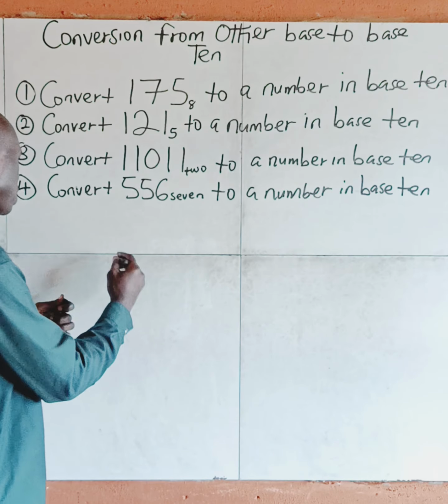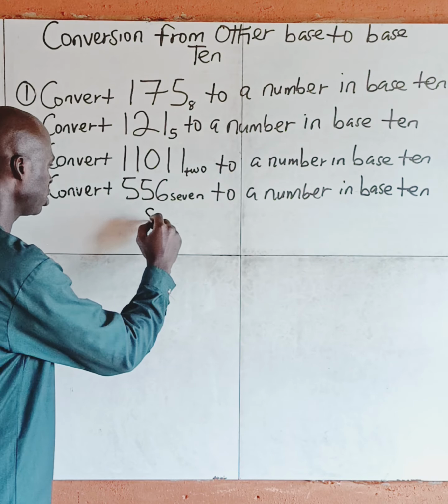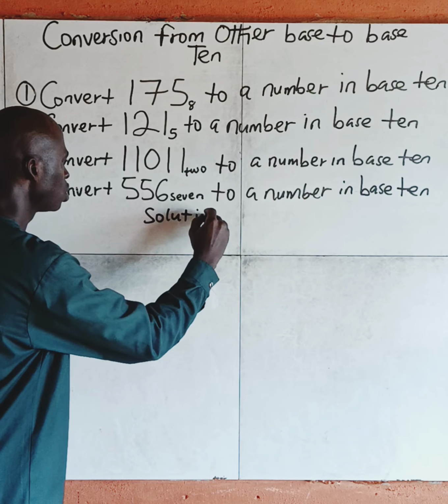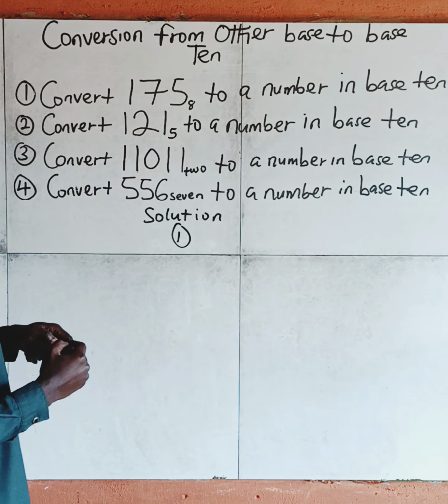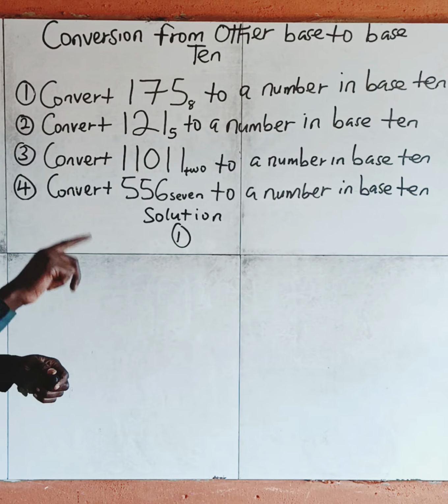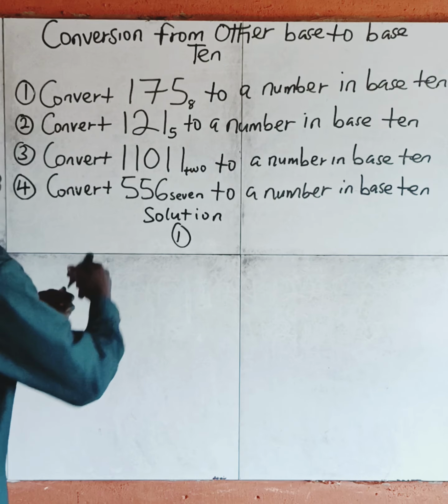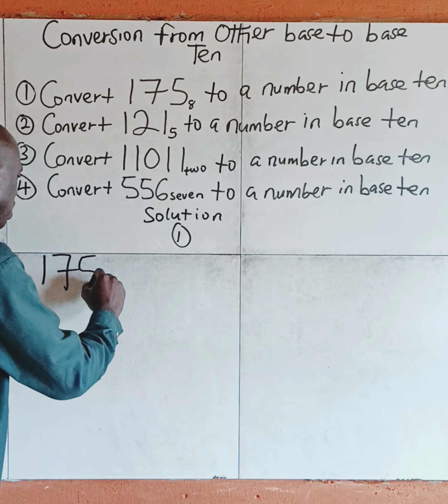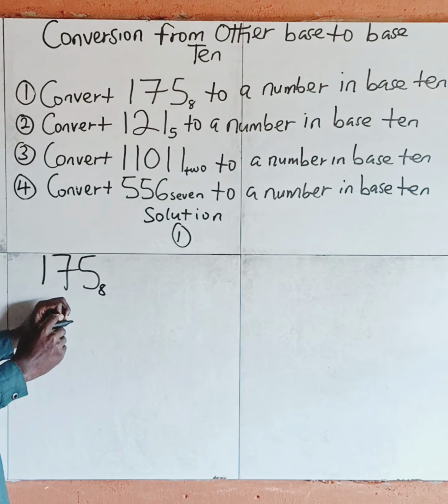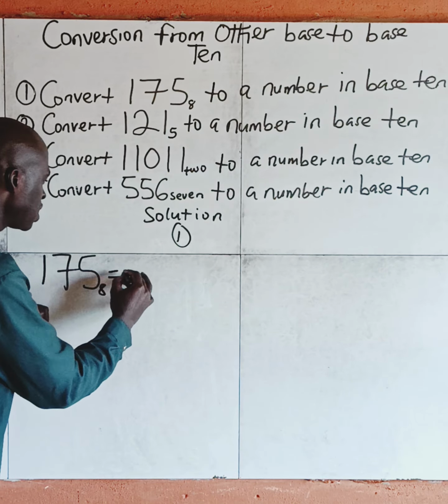This is the solution to question number 1, without wasting much of our time. Let's go. When you are given this question, convert 175 base 8 to a number in base 10, the first thing you simply do is write the number, which is 175 base 8. You can see for yourself, it's not difficult to do. I place my equal to sign.